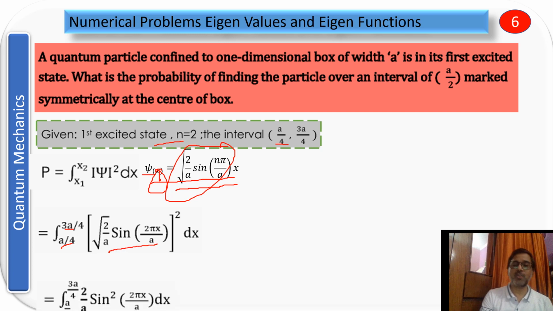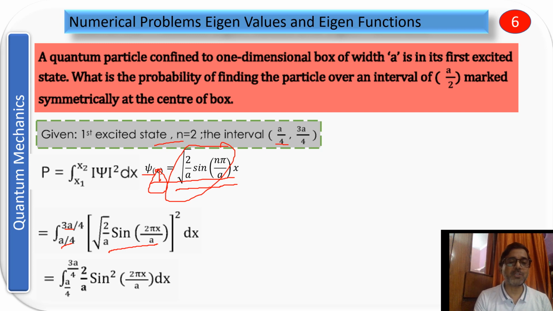Now you just break your whole square. So the whole square has been broken. So 3a by 4, this is your integration. 2a, this is the whole square you break, so the square root will go over. So 2 by a, this will become your sine square, and n is equal to 2, because it is given as your first excited state.